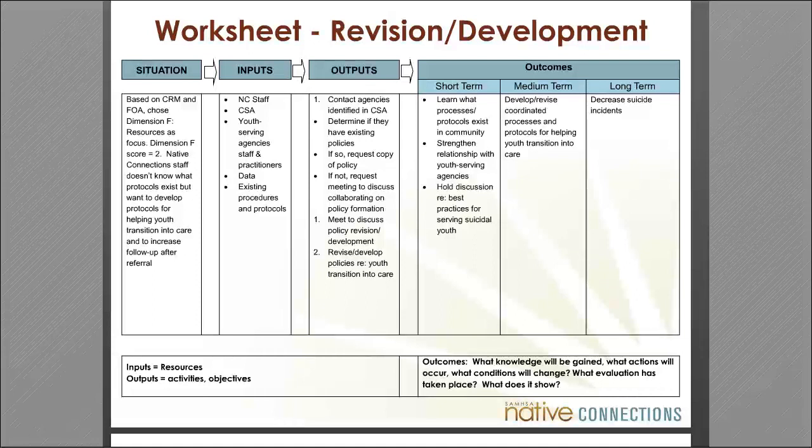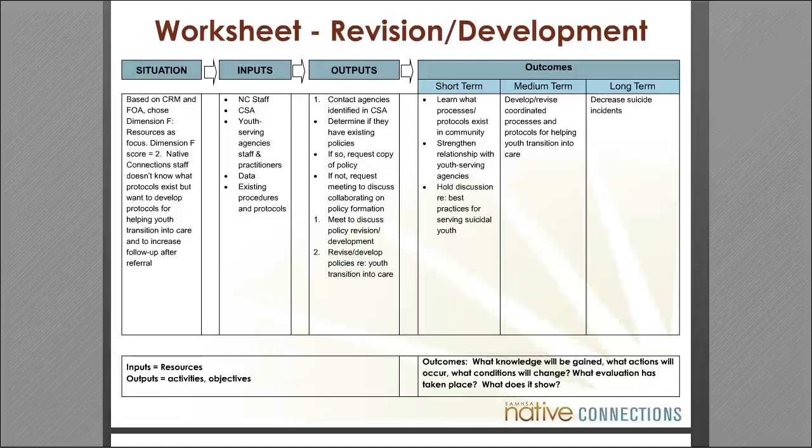The situation is that based on your CRM scores and the FOA, the choice dimension score is F, so that resources are the focus. And the score is 2, so you need some help there. Native Connection staff don't know what protocols exist, but they want to develop protocols for helping youth transition into care and to increase follow-up after referral.